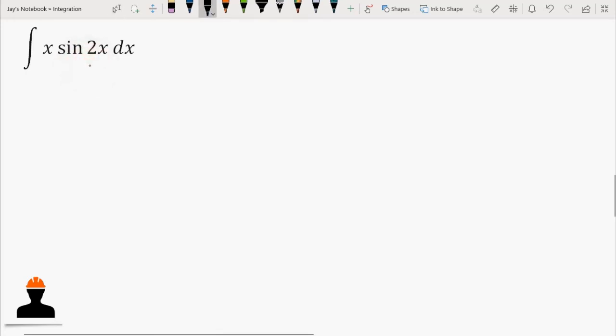Again, if we apply the trigonometric rule, we have u is 2x, then our du should be 2dx. However, we have x here in the function, so we cannot apply the trigonometric rule. In this case, we can apply integration by parts, that is, the integration of u dv is equal to uv minus the integration of v du. So again, we need to identify which is u and which is dv.